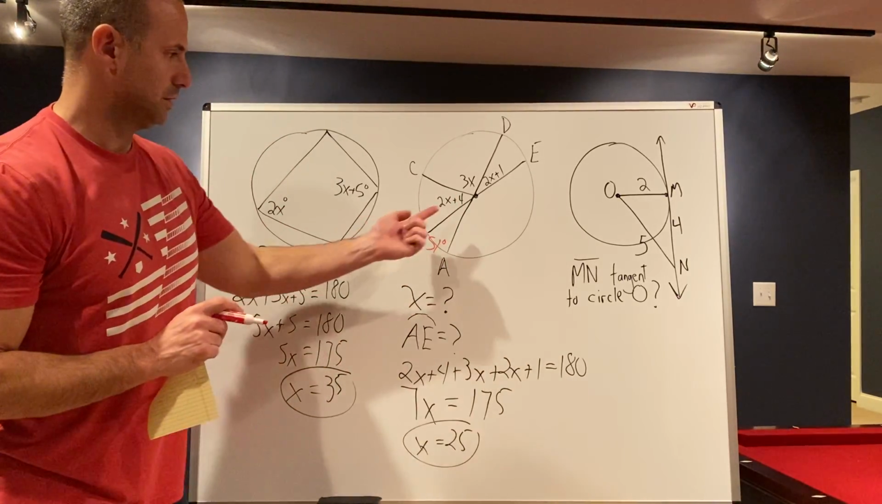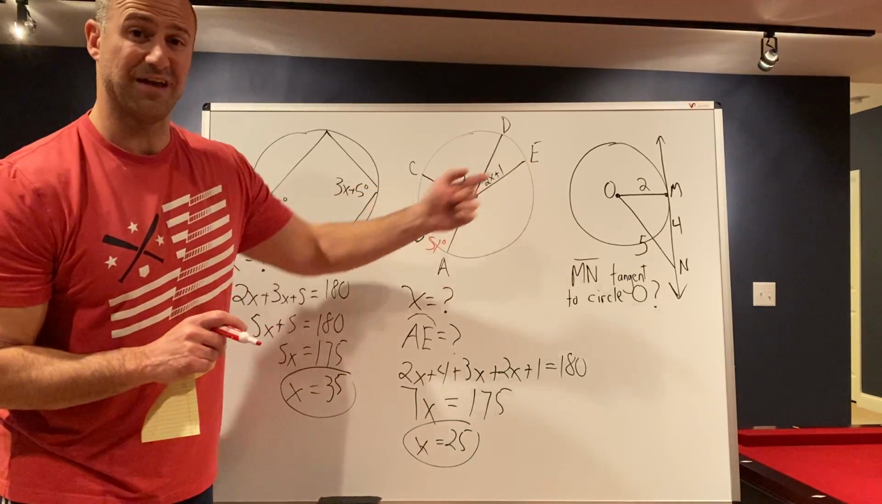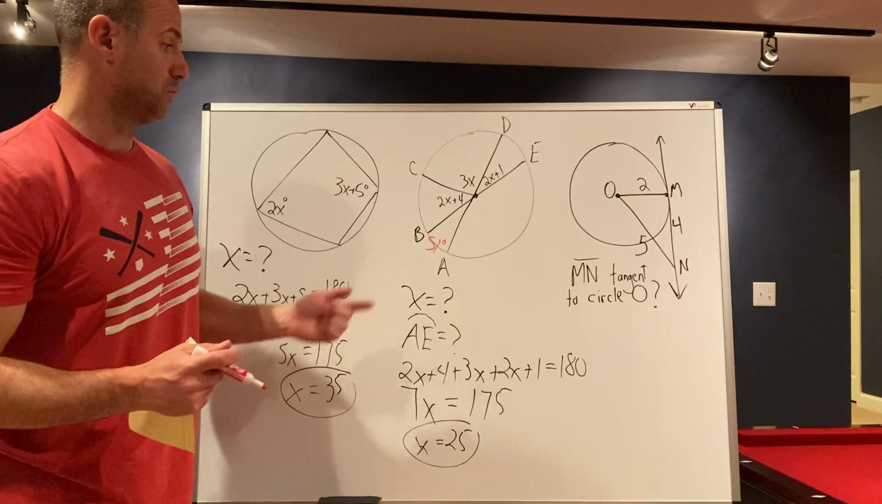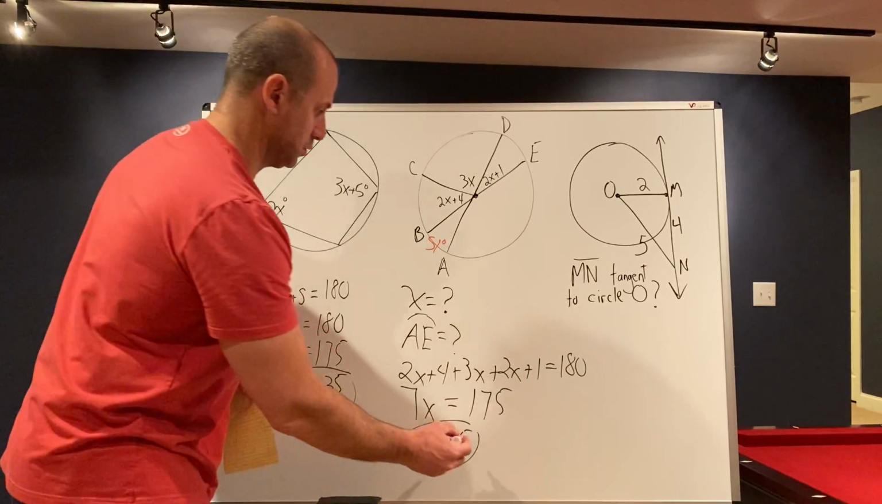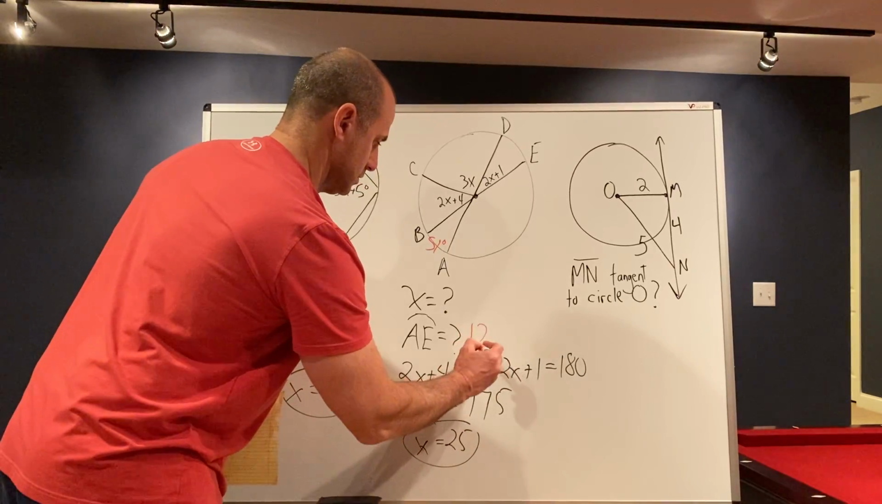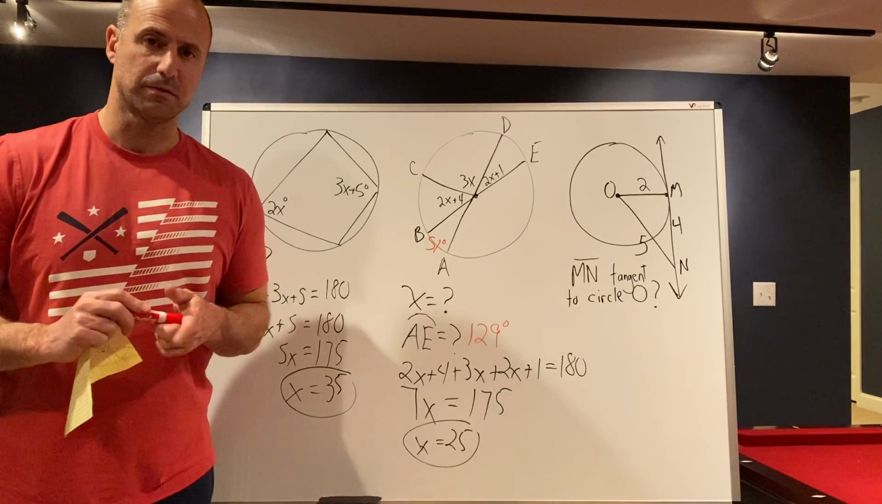So now I know if that's 51, and I know that from B all the way to E is a half circle, 180, then what would 180 minus 51 be? Be 129. Okay, that's the key there.